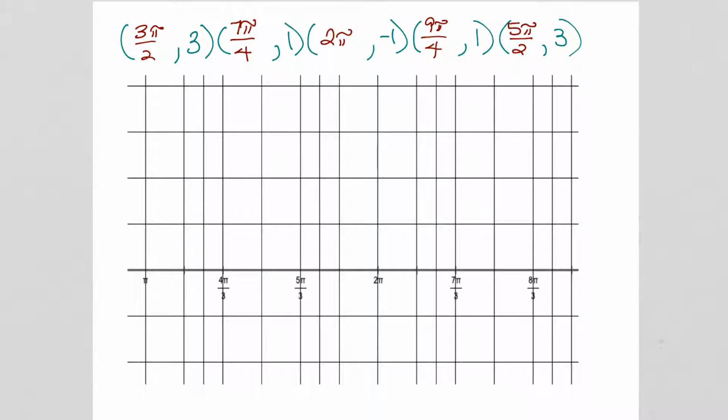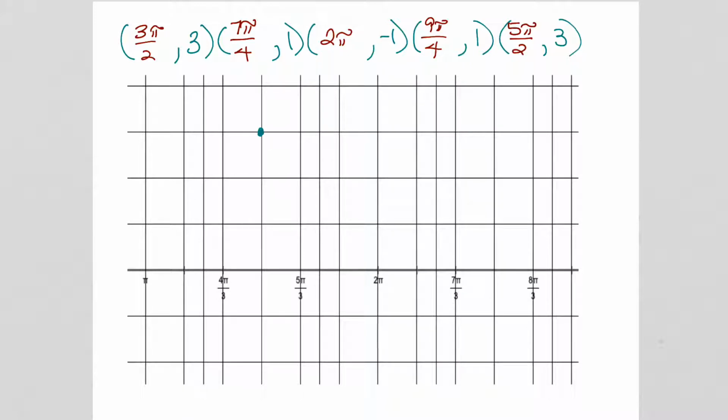And let's graph them. 3 pi over 2, 3. Let's see. 3 pi over 2, if this is pi, and this is 2 pi, and 3 pi over 2 is halfway in between. So we've got that 3.